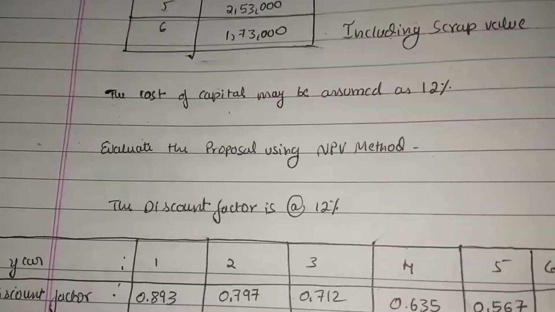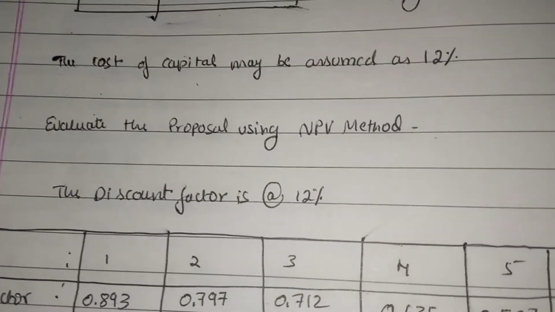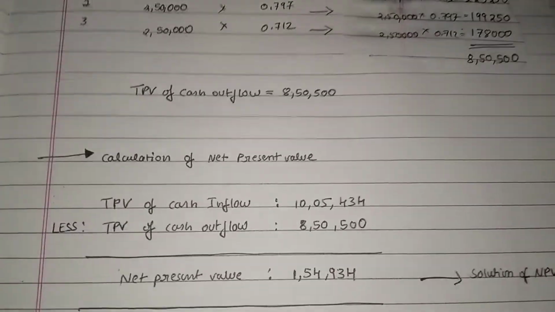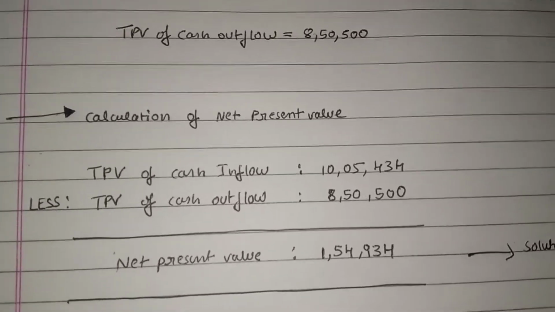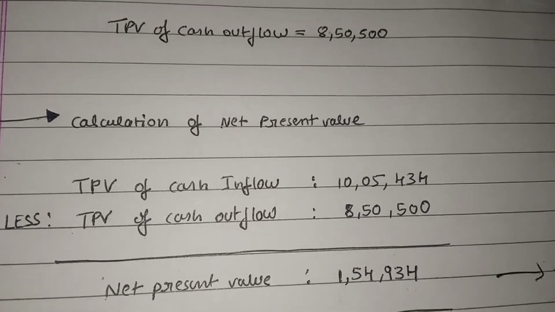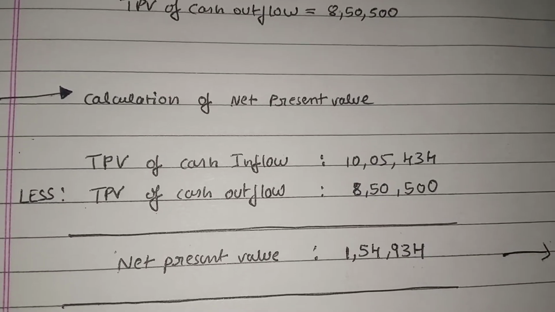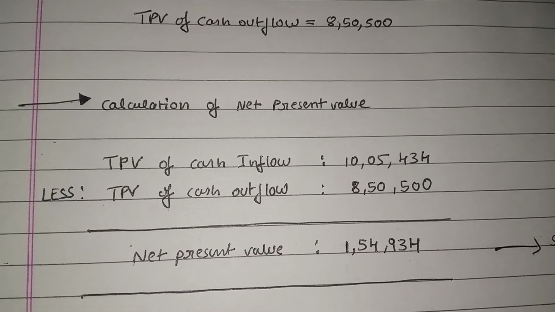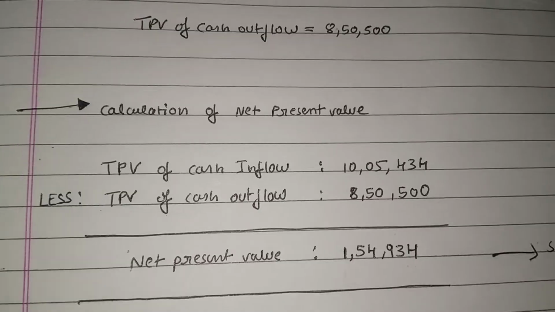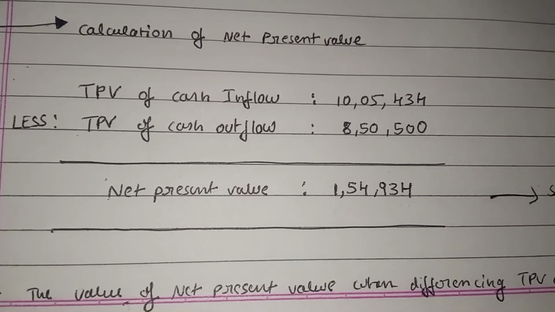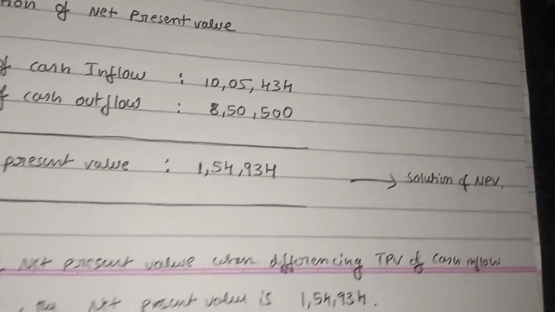So in your question, they have asked us to evaluate the proposal using NPV method. It means the main target here is to calculate net present value, right? Calculation of net present value. What you have to do is total present value of cash inflow less the total present value of cash outflow. If you subtract cash outflow from cash inflow, you will get net present value, that is 1,54,934. That would be the final solution of NPV.